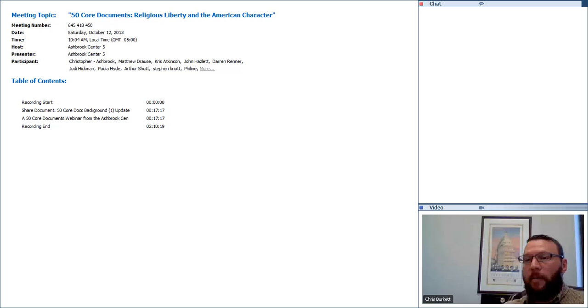James Madison's Memorial and Remonstrance Against Religious Assessments, Thomas Jefferson's Virginia Statute for Religious Freedom, James Madison's Speech on Amendments to the Constitution, George Washington's Letter to the Hebrew Congregation at Newport, the Adoption of the Bill of Rights, and James Madison's Essay on Property.